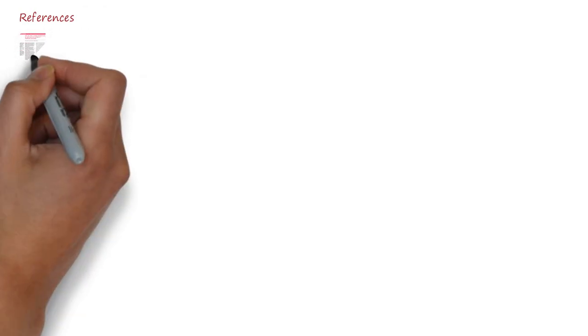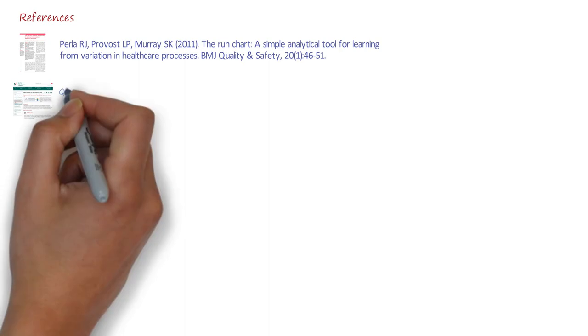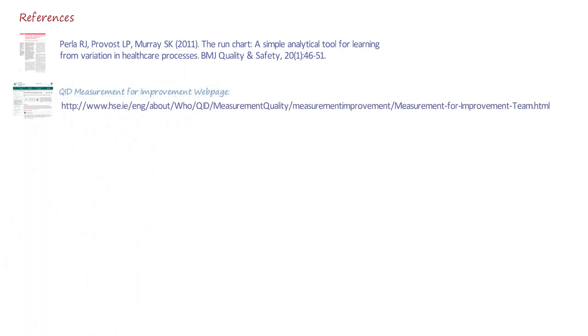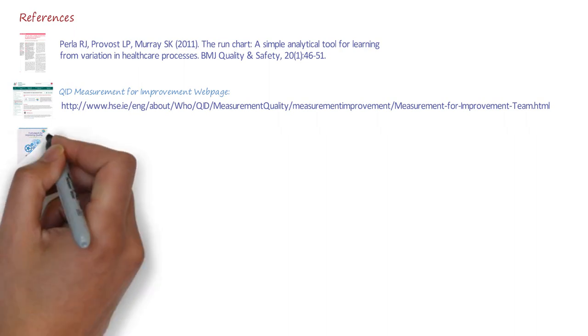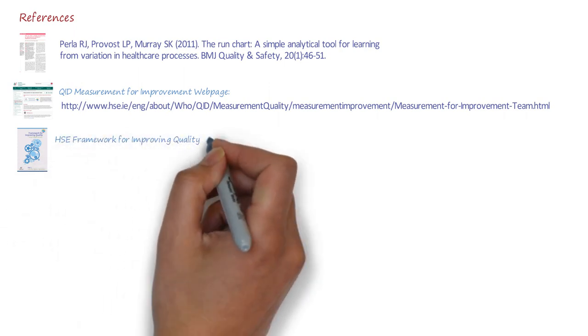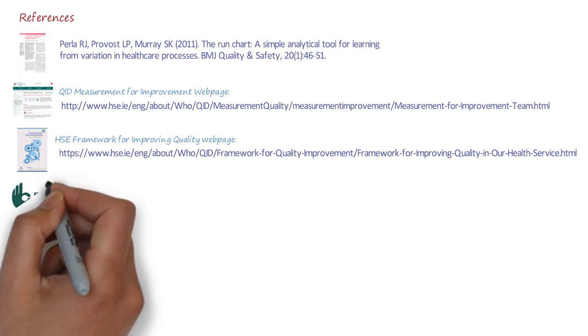To finish then, we have some references. The table that we used in Rule 3 comes from this paper by Perla et al., which is freely available online. Our Measurement for Improvement website also has a number of resources you might find useful, like the one I mentioned earlier, the anatomy of a run chart. It's always good to remember that measurement is just one of the 6 drivers in the HSE framework for improving quality, which can be accessed here.